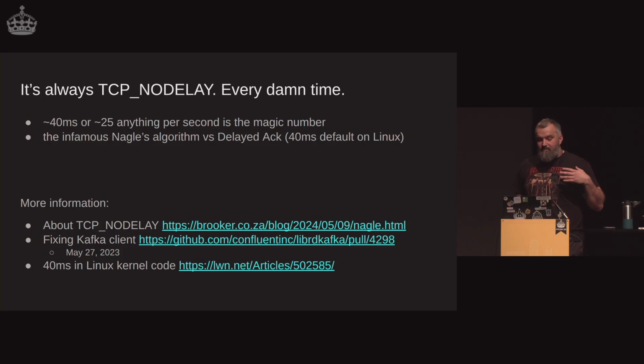And people assign this to the Nagel algorithm. But in reality, it's interaction between Nagel's algorithm and the delayed ACK. And out of these two, I think the delayed ACK is the wrong one. But somehow people fix this by disabling the Nagel's algorithm. So there are some articles, and while doing the presentation, I actually found the exact line in the Linux kernel code where this 40 millisecond timeout is set in the code. So that's it. So how to fix it?